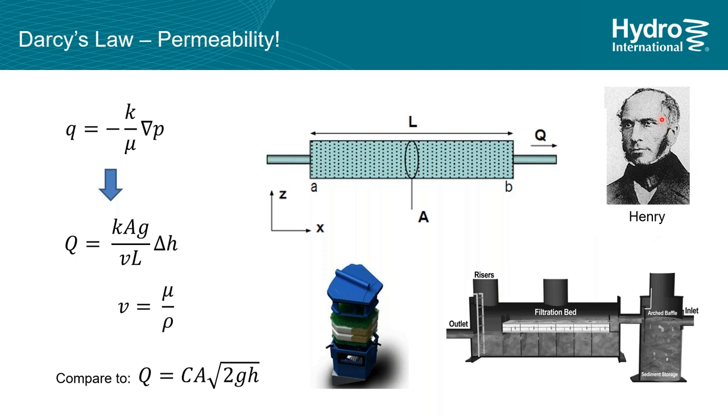Here's Henry Darcy, handsome guy. He uses a K value as well, but in this case, the K value is not friction through an orifice, but is permeability. And every media has its own K value that it reports for its permeability. And this is the way Darcy's law is written. It's sometimes a little more easy to use in this form. I'm not going to go into the details here other than to say this is not velocity, this is viscosity. So, it's a whole other animal.